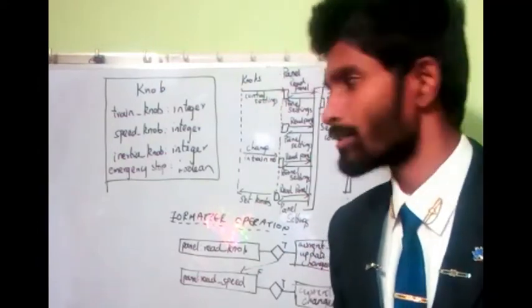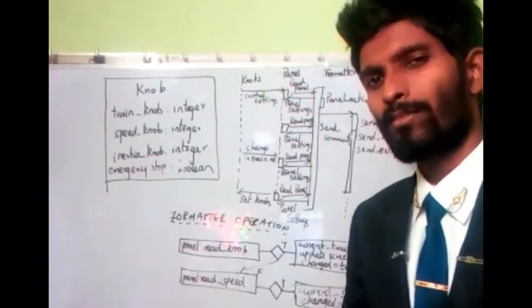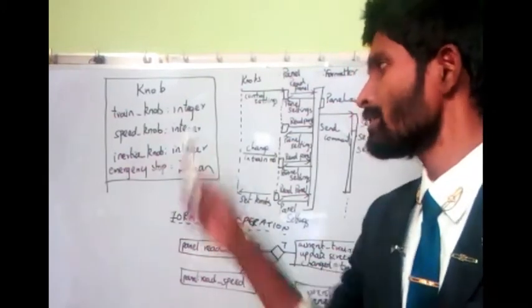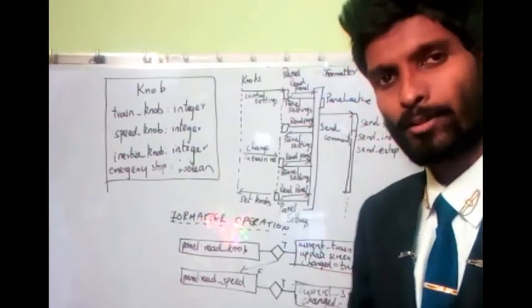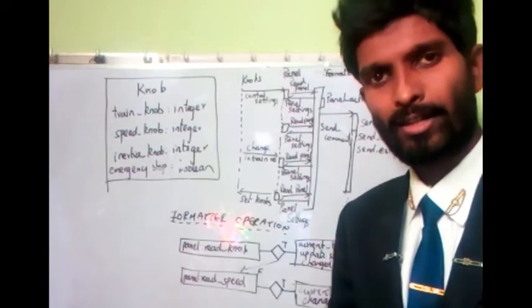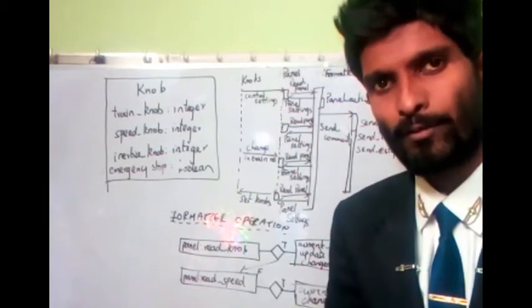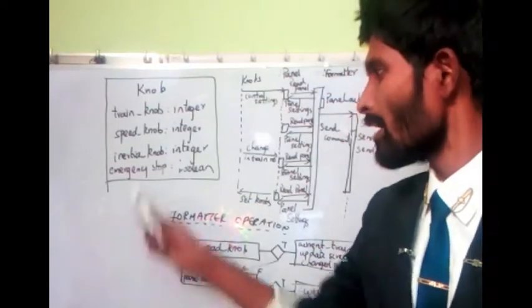Now listen here. In the knob, what things are available? The train knob is available. Train knob means it may be 1, 2, 3, 4, which is called an integer. And speed knob means the setting of speed, which we saw last class. The setting of speed is an integer because the speed will be in the form of a number. Right? And now there is inertia.